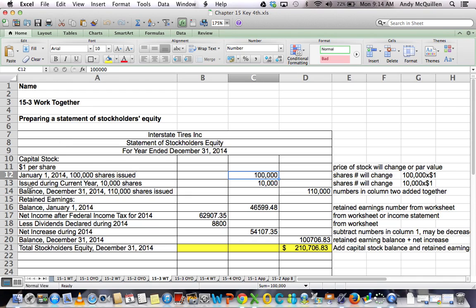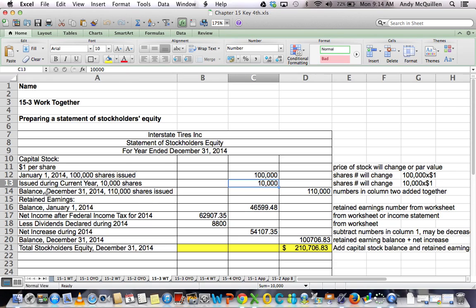Next line, issued during current year, 10,000 shares. Again, this is in column 2. We take the number of shares, and that 10,000 varies depending on the situation. We take 10,000 times $1 per share, and that's how we get $10,000.